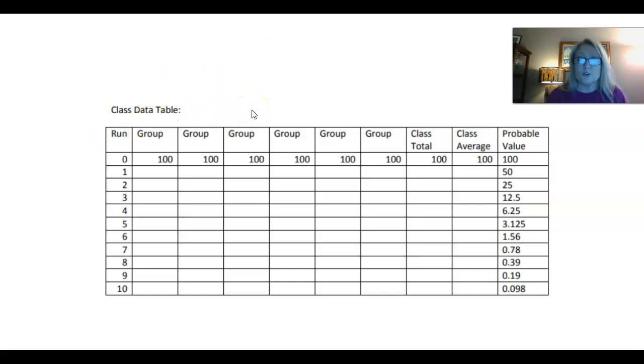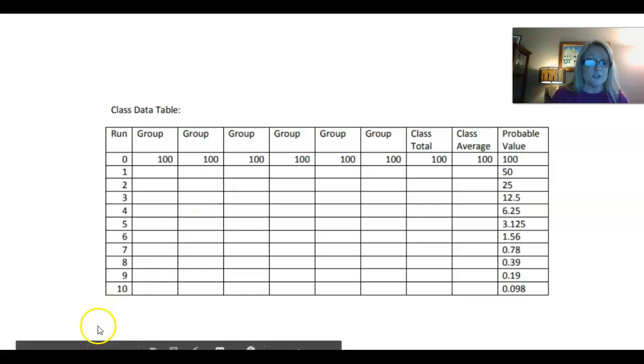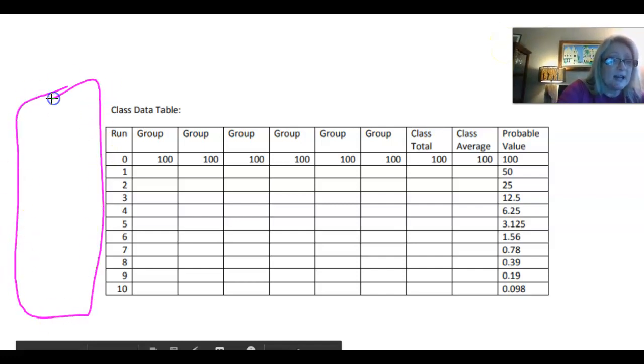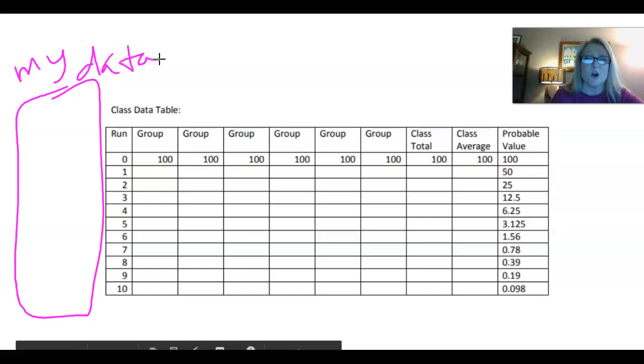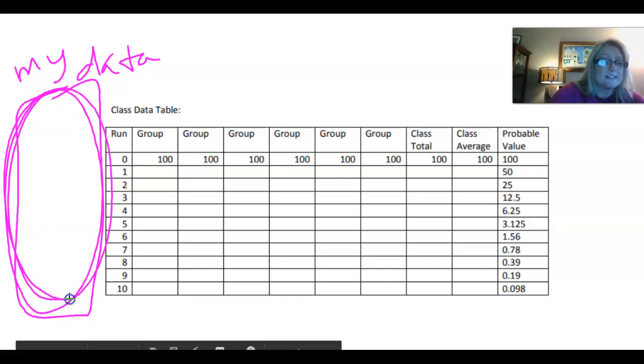Now here's the only tricky part. Because we're not in class and we can't compare our class data until tomorrow, here's what I'd like you to do. When you're recording your own data, record it off to the side, as my data, and then we will take a look at it tomorrow and compare and create a class data sheet. But for right now, write it off to the side, over here to the left-hand side.